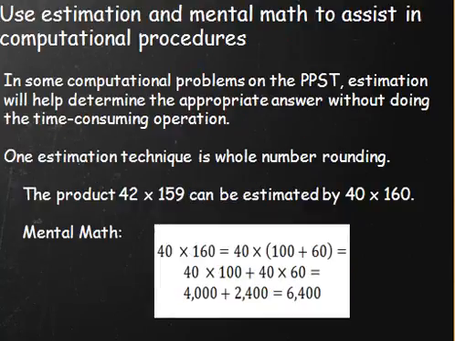Estimation allows us to do some quick computations on the PPST. For example, if I want to find the product of 42 and 159, I could estimate this as 40 times 160, which is the same as 40 times 100 plus 40 times 60, which is 4,000 plus 2,400, or 6,400.